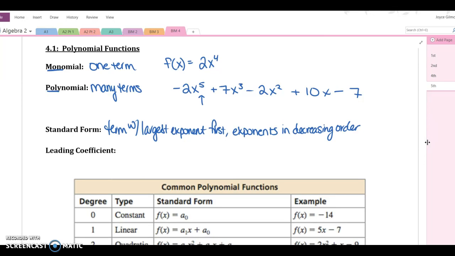Leading coefficient. If you know what the term coefficient means, leading coefficient is really not a difficult term to understand. Coefficients are the numbers in front of the variables. So in that polynomial that I wrote, negative 2, 7, negative 2, 10, and negative 7, those are the coefficients. So if your polynomial is written in standard form, the leading coefficient would be the first coefficient. The coefficient, the number in front of the term that has the largest exponent.